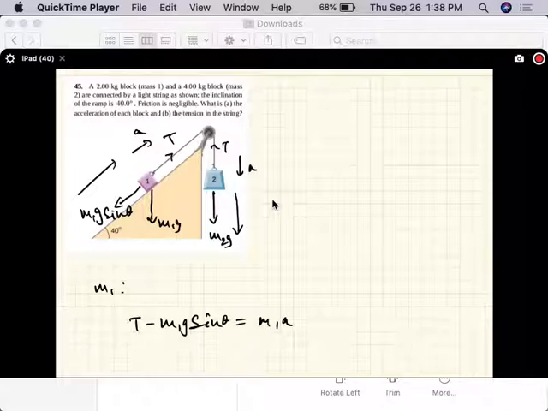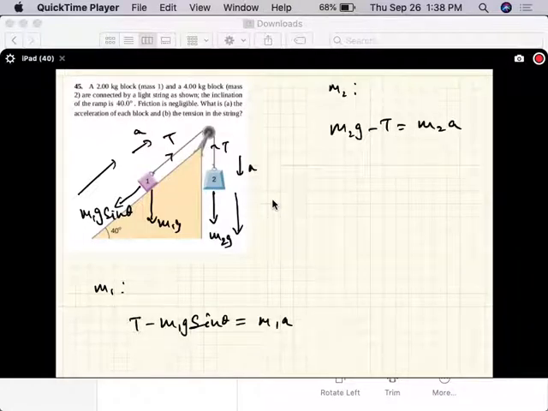For block 2, m2g minus tension is equal to m2a. Okay. And we'll call this equation 1, this equation 2.